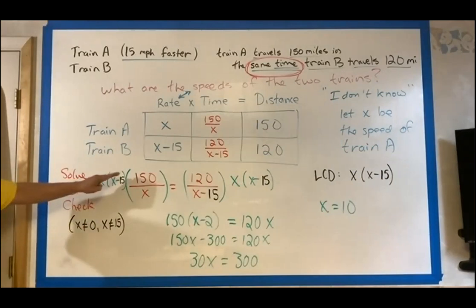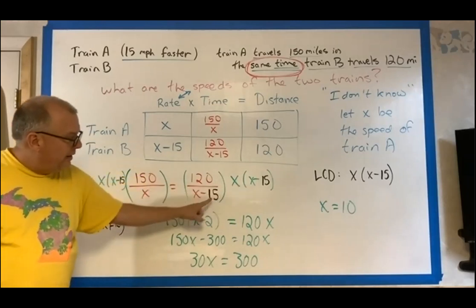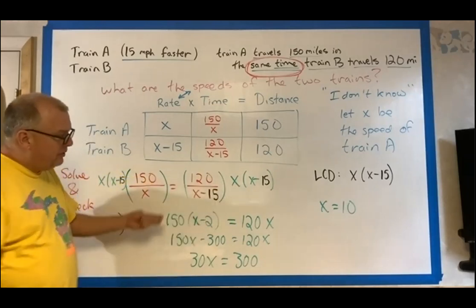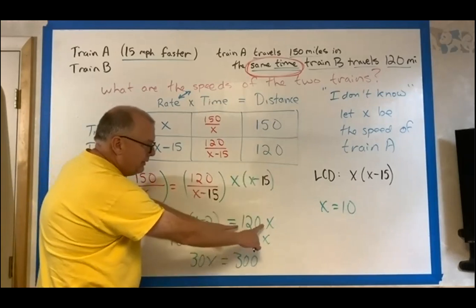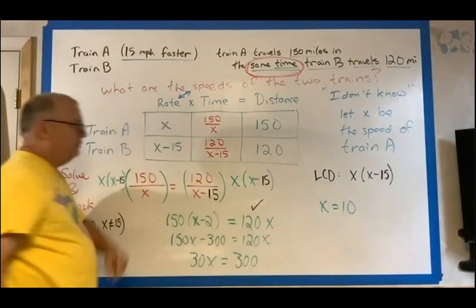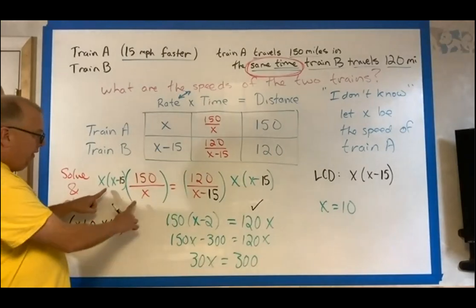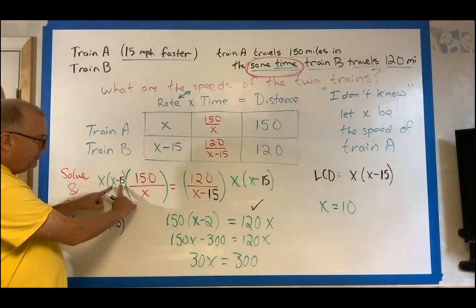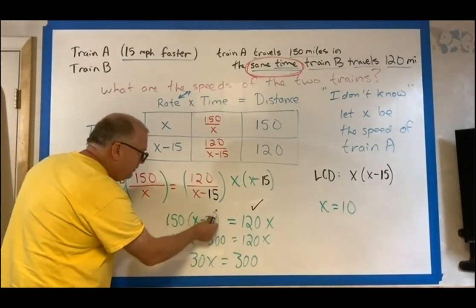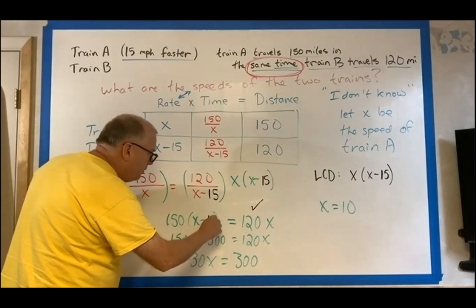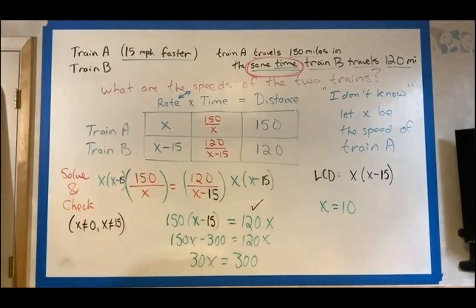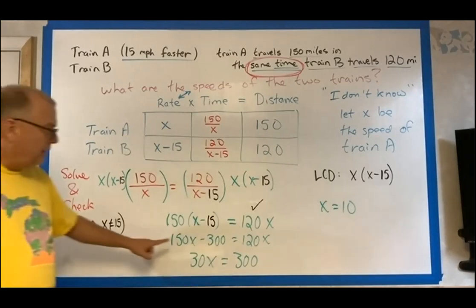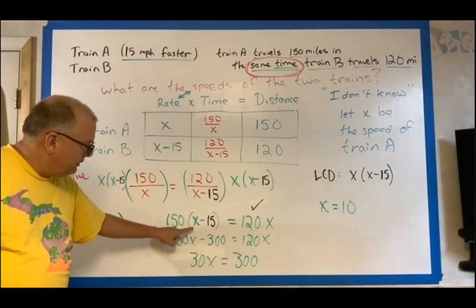Now let's fix the next one. Over here, thankfully, that didn't cause much damage. Just 120 times x still. So that side is okay. Over here, I cancel out the x and I have 150 times x minus 15, not 2. I don't know why I picked 2. Okay, but we're on our way. We're slowly fixing everything. This is fine. 150 times x is fine.